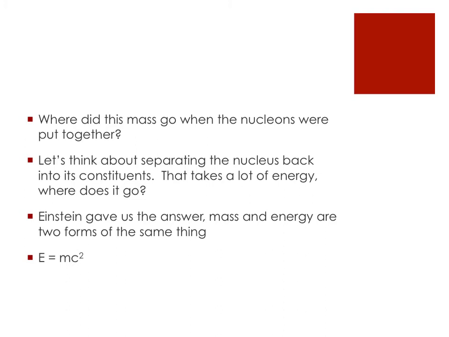So that's where Einstein comes in. He said that mass and energy are 2 forms of the same thing, and we get this famous equation, E equals mc squared. Most people know the equation, but they have no idea what it actually refers to. So the energy will equal the mass defect times the speed of light squared.